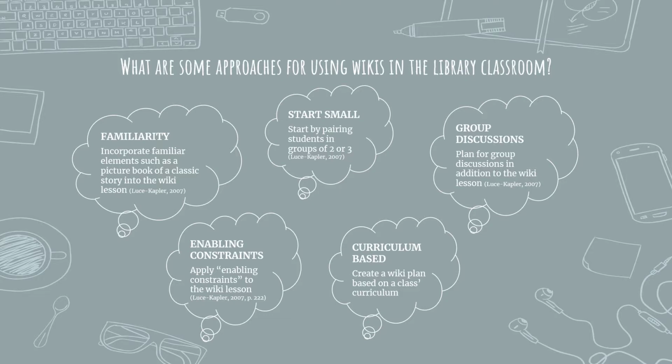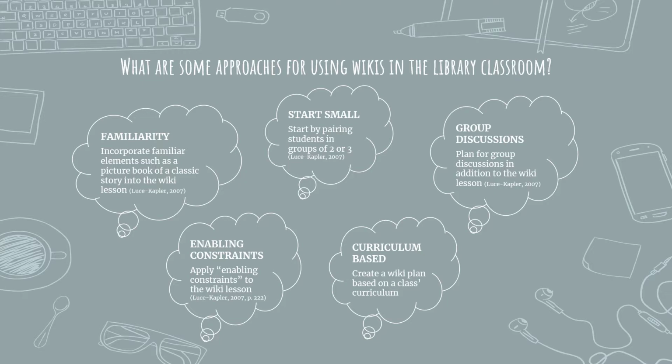Another approach is to start by pairing students in groups of 2 or 3. It was shown that students can exhibit some reluctance with monitoring and editing their classmates' work as is done in a wiki. Therefore, students might feel more comfortable building one in class by starting on a smaller stage. Another approach is to plan for group discussions in addition to the wiki lesson. This reiterates the fact that using wikis in the classroom has better success when paired with familiar elements.